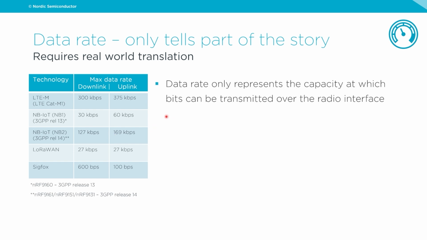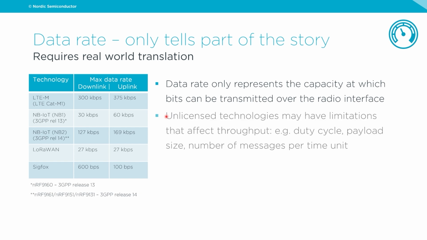So, like we mentioned, data rate is one data point, right? Essentially, it gives you just a representation of the capacity at which you can transfer bits from your device over the radio interface to some other device, whether that's a gateway or a base station. And that's really what it is, because then you have to consider that there might be other limitations.